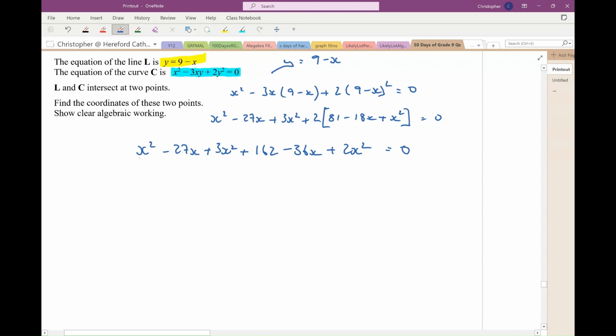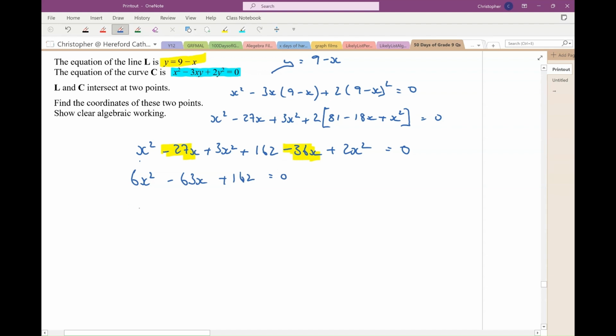Tidying up, x squared is one of them, plus 3 of them is 4. Oh, 6x squared, 6x squared. Right, the x's. Minus 27x minus 36x. Well, that's minus 63x. Now, I've just got plus 162. Plus 162 equals 0. Now, 6 won't go into 162, I think. But I think 3 will. I think 3 will go into everything.